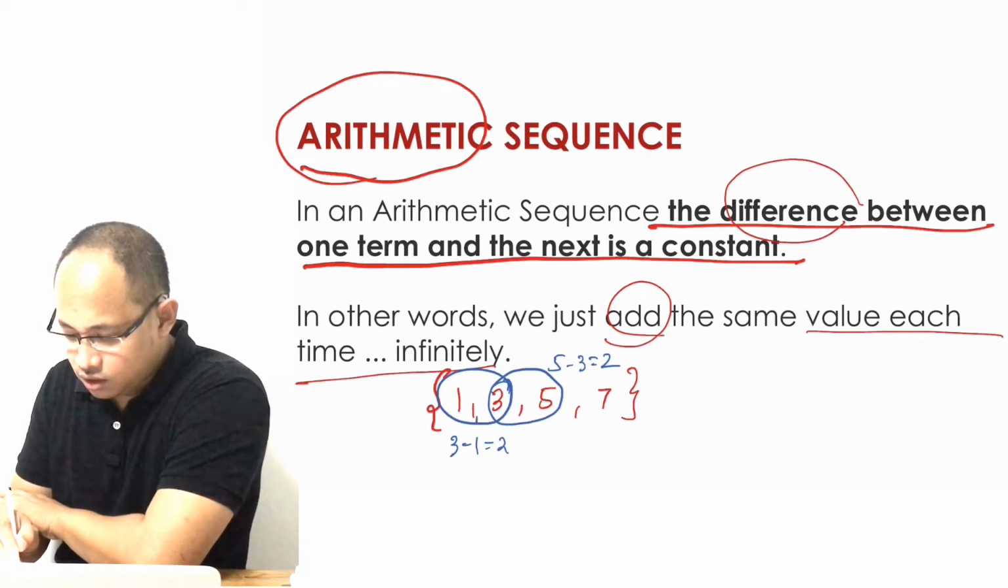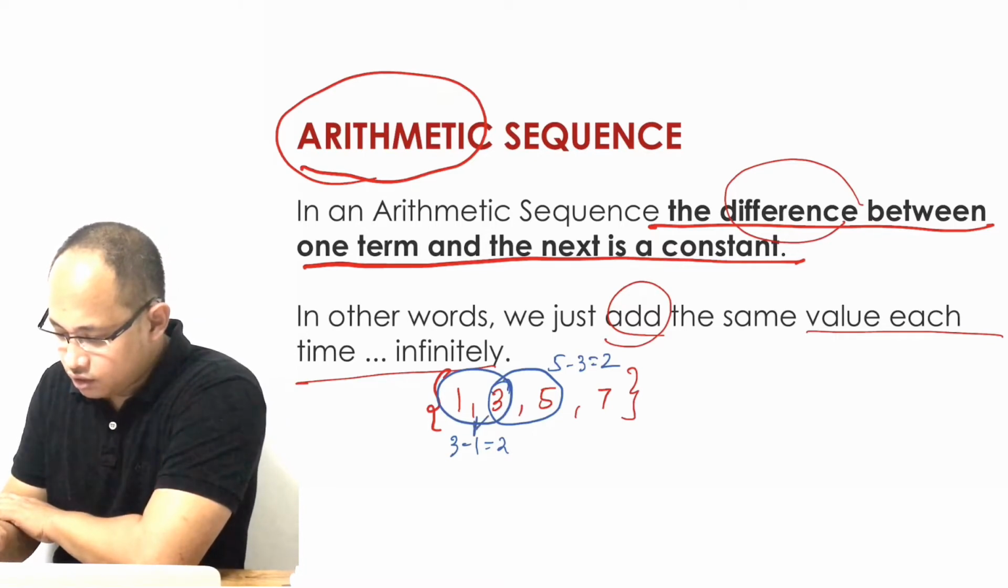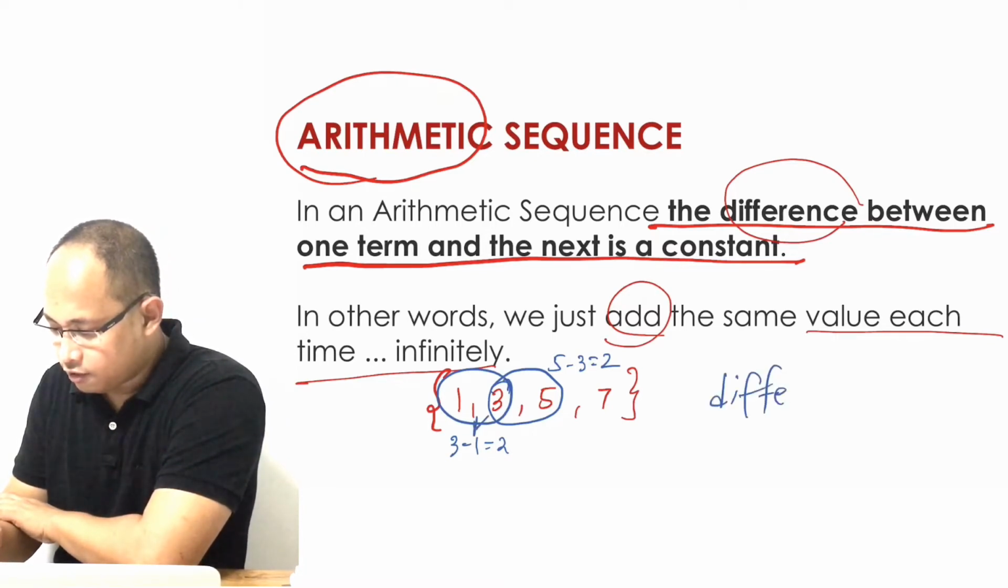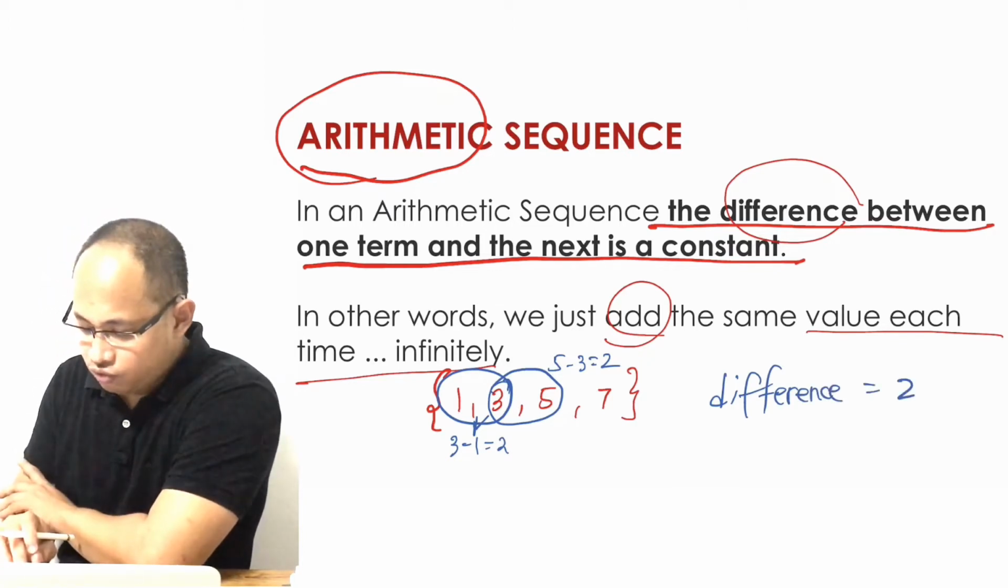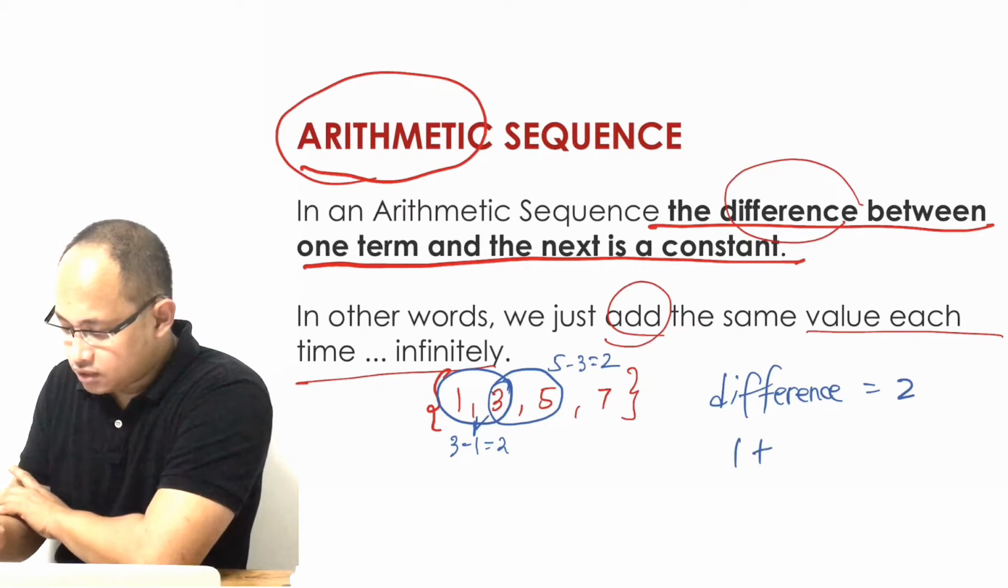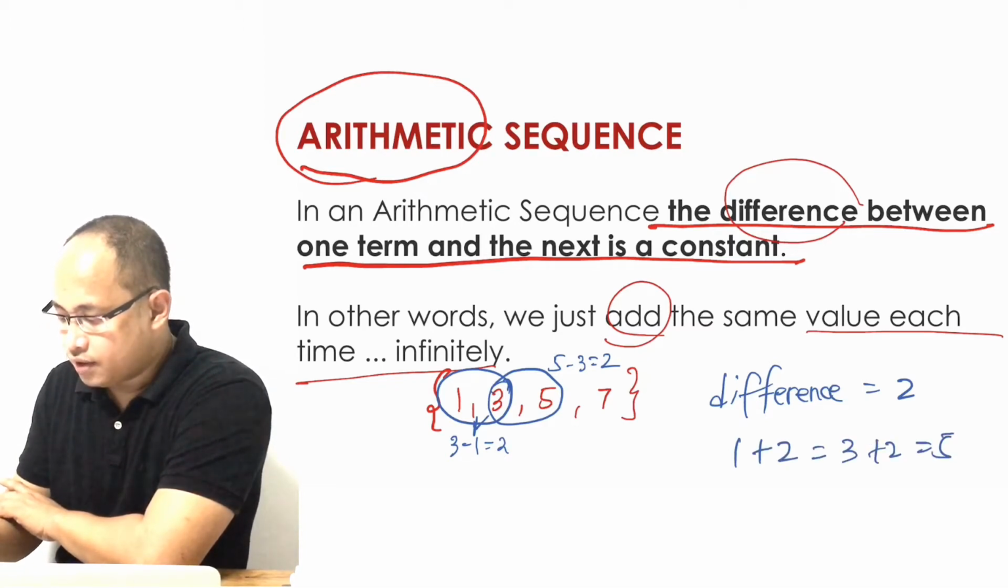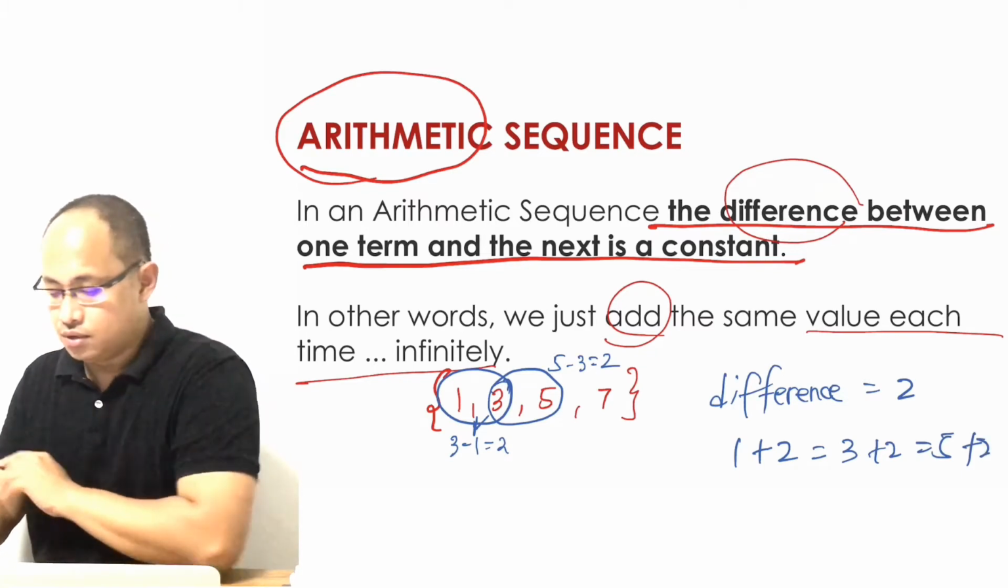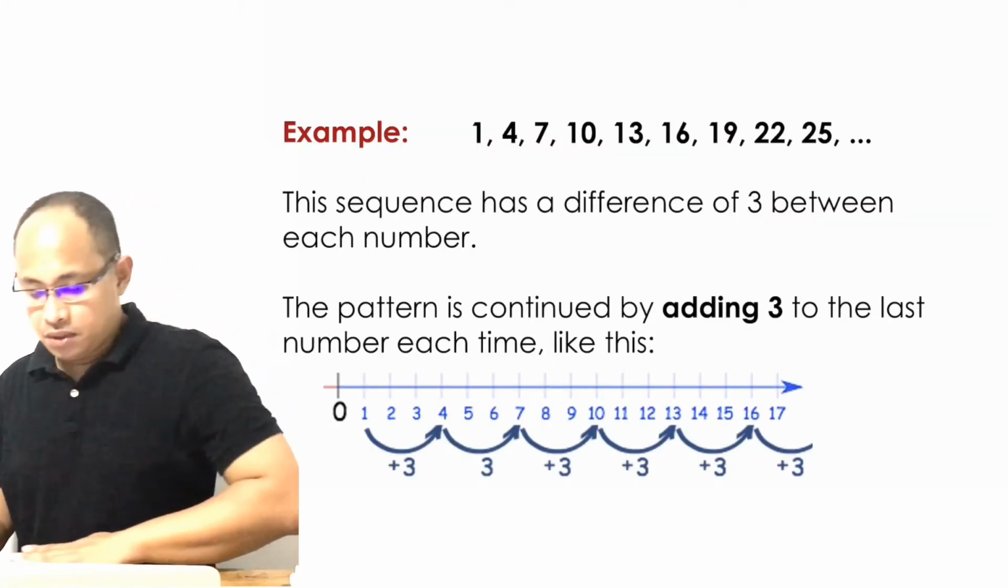Alright, this one here and that one here. So therefore the common difference that we have is equal to 2. If you add 1 plus 2, it gives you 3, plus 2 and it gives you 5, plus 2 and it gives you 7. That is what we call an arithmetic sequence.